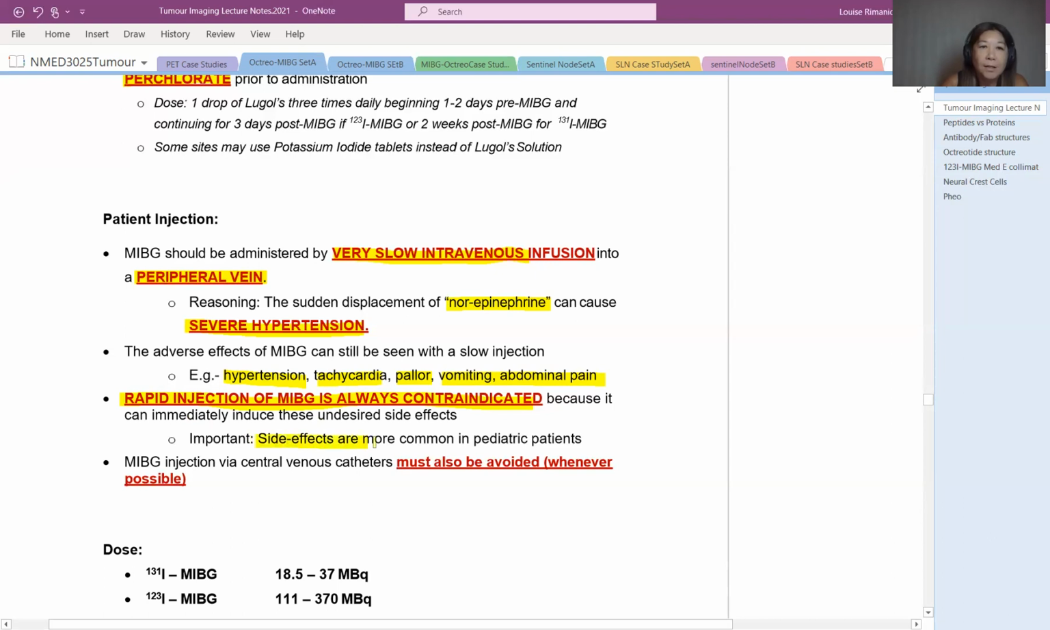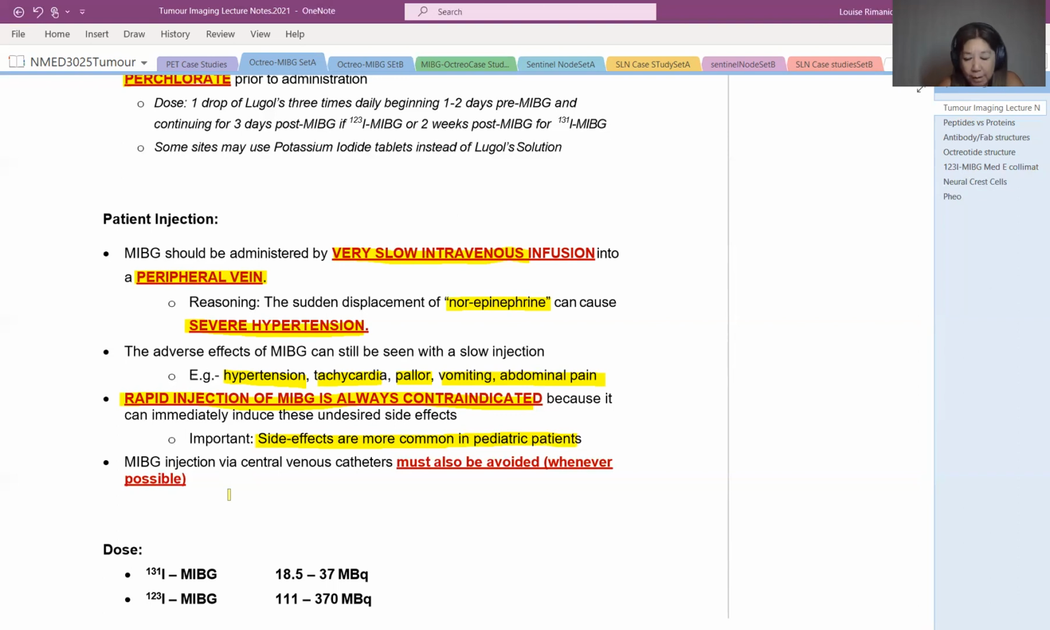Now, the side effects seem to be more common in pediatric patients. As I said, invariably, most patients that we injected would have some types of symptoms. And at first we thought it was sort of an adverse reaction. We actually had a conversation with the radiopharmacist at VGH, who was preparing the MIBG for us at the time.